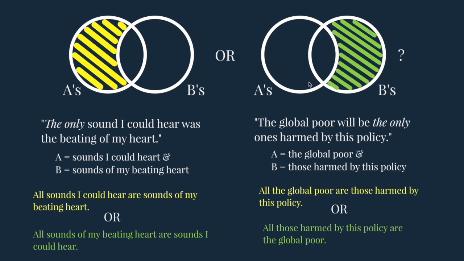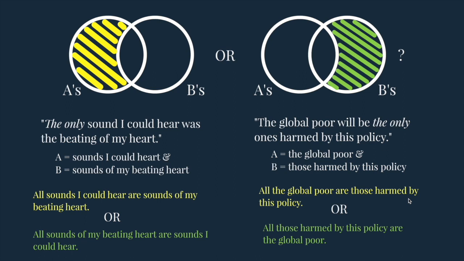Maybe this one does instead. Let's see. The global poor will be the only ones harmed by this policy. A is the global poor. B is all of those harmed by this policy. The only ones that are harmed by this policy in this Venn diagram are things that are also in the global poor category. So yeah, the only ones harmed by this policy are the global poor, or the global poor will be the only ones harmed by this policy. So this version, all those harmed by this policy are the global poor. That's my categorical translation of this natural language statement and not this other backwards version.